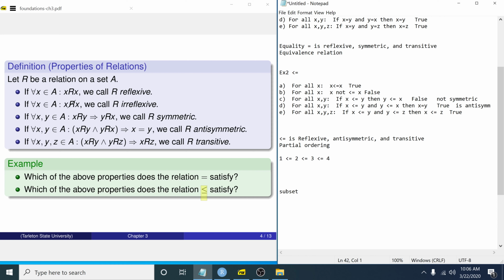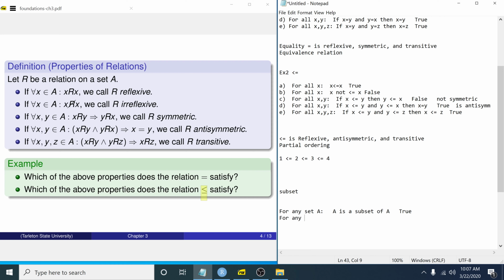So is it true that for any set A, that A is a subset of A? And that's true. That's actually a true statement, right? So that means the subset relation is reflexive.